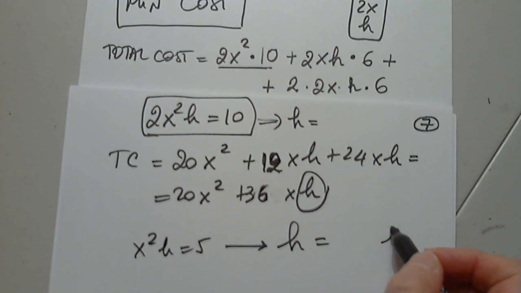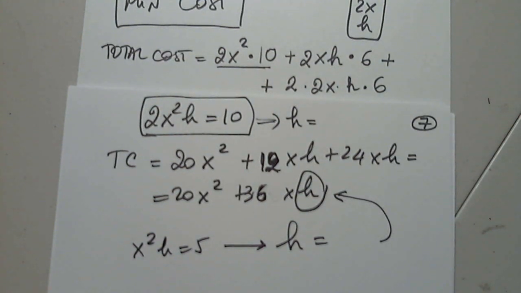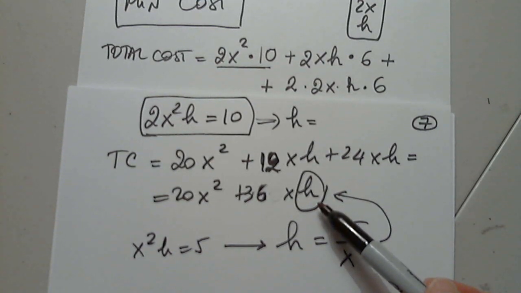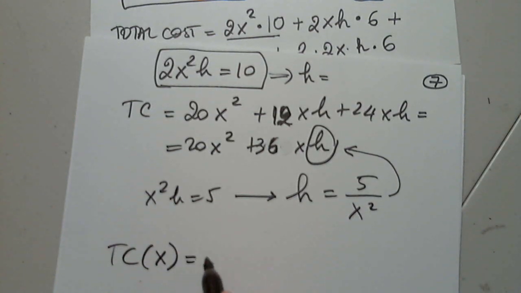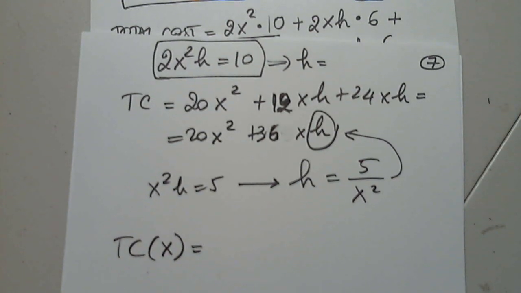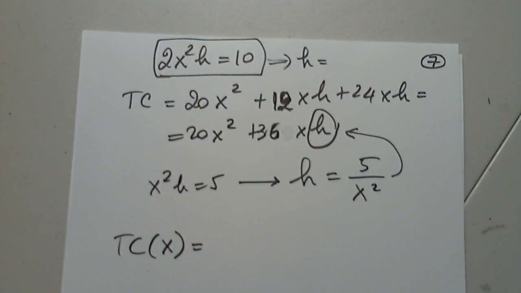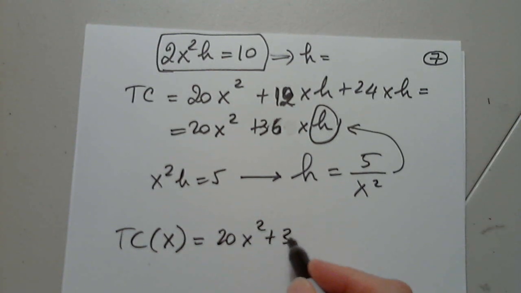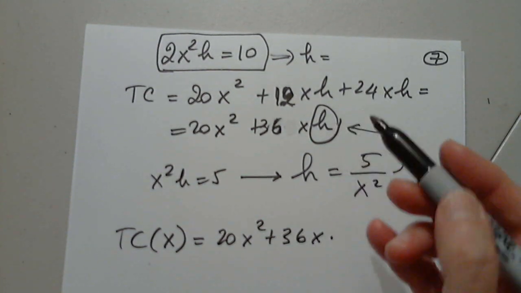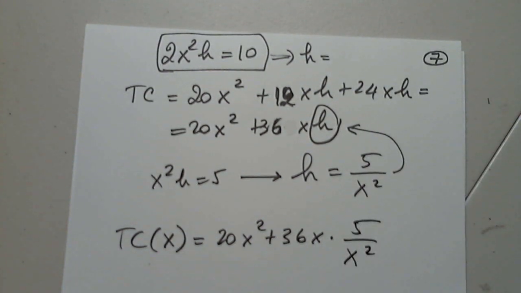And that will replace it in the total cost. So it will be 5 divided by x squared. And that's the reason why I needed this in order to eliminate h. So now the total cost is indeed a function of x and only x. Okay, so I have 20x squared plus 36x multiplied by 5 over x squared.